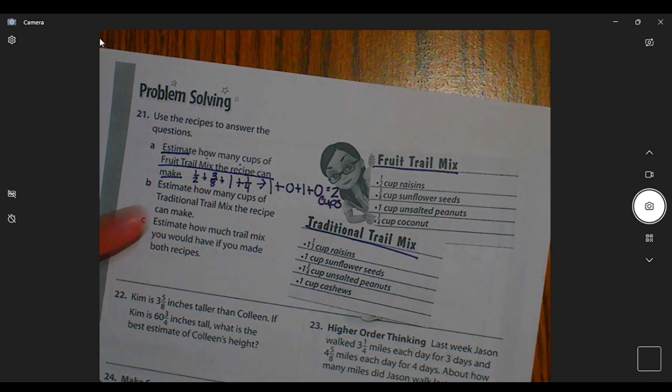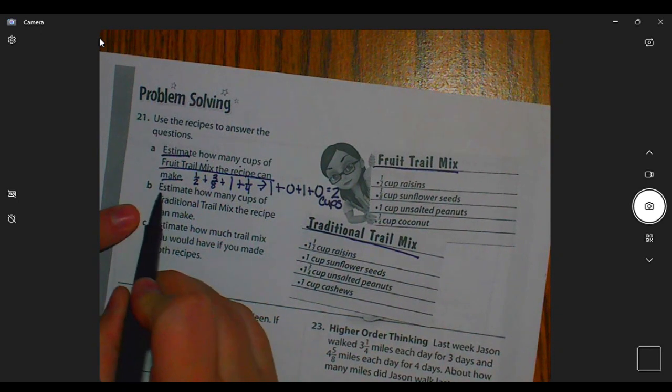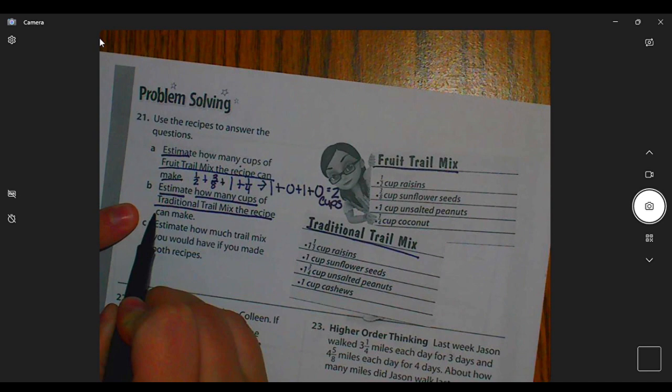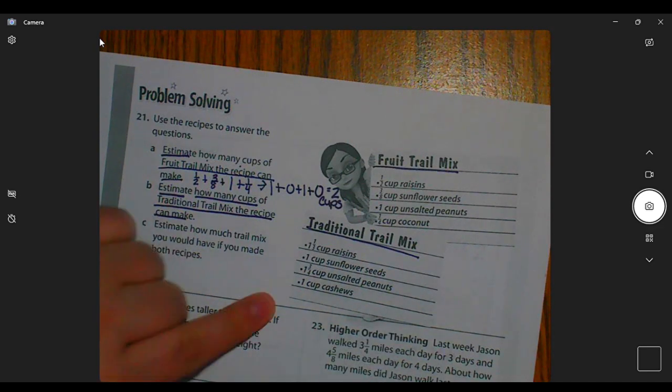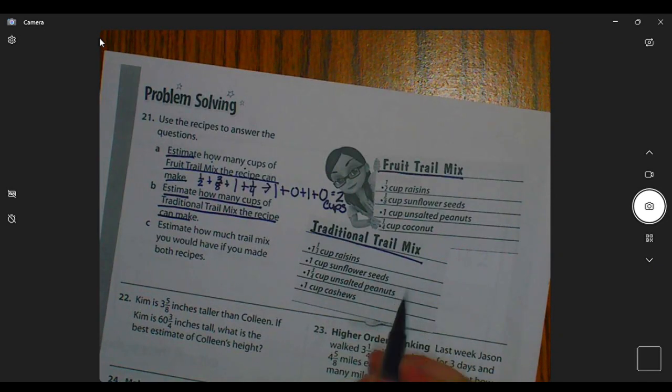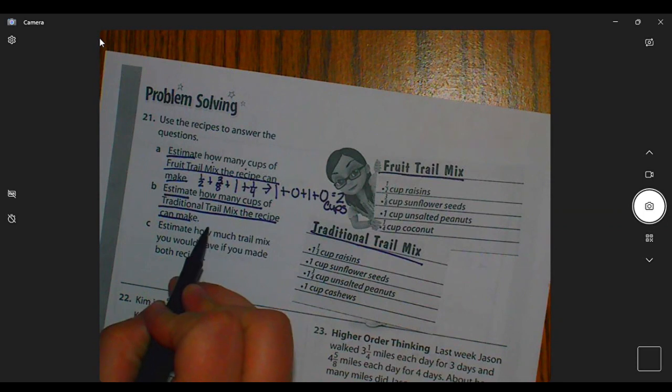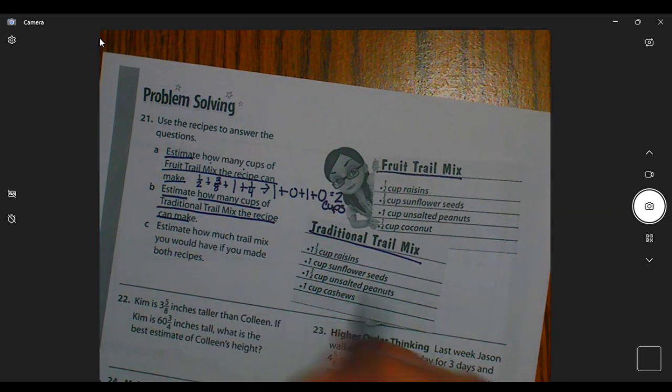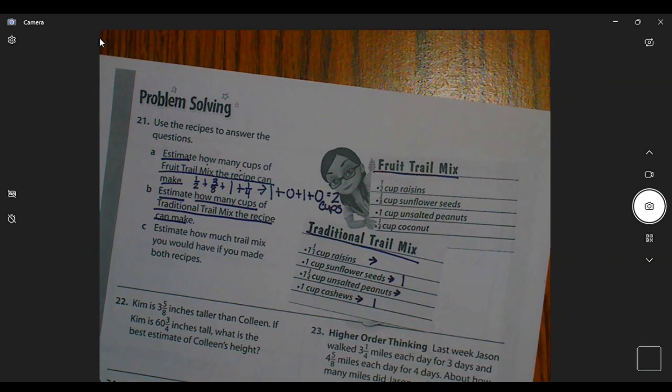B, estimate how many cups of traditional trail mix the recipe can make. So now I'm looking at the traditional trail mix. I'm going to do my estimations right here because I don't have enough space in the space provided. So 1/3, 1, 1 3/4, 1. I'm going to leave my whole numbers alone because they're already whole. I don't have to do anything to them.